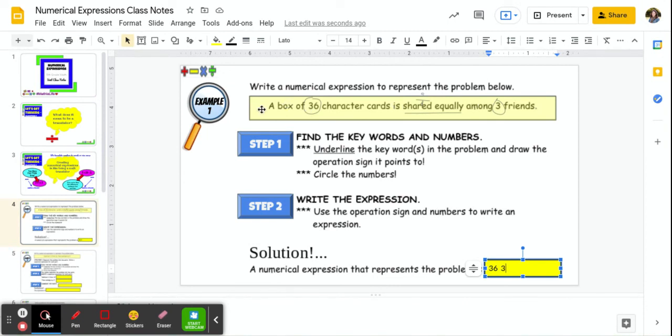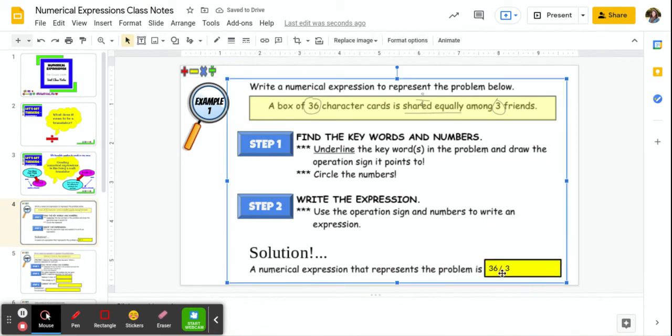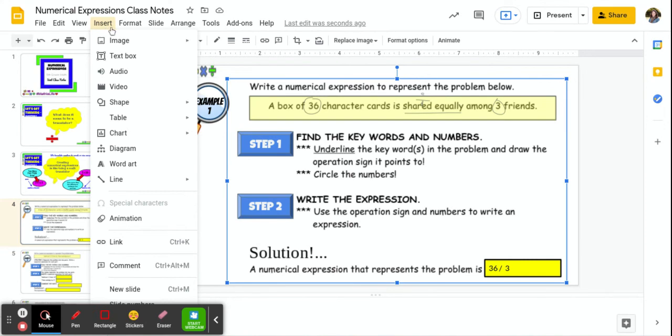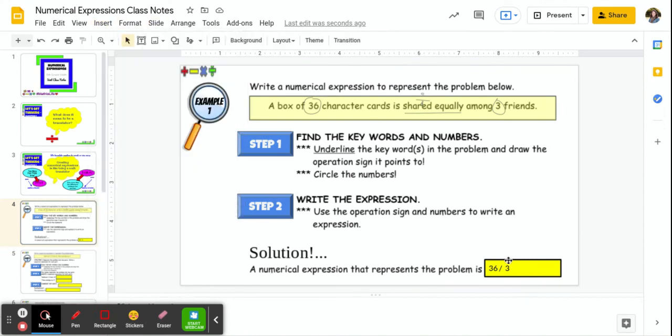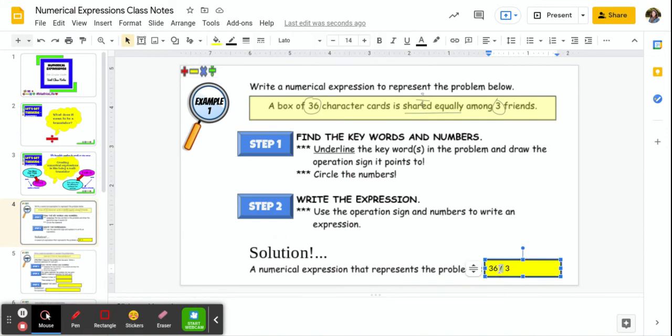What is being shared? A box of 36 character cards is shared equally among 3 friends. So we can see here that what is being shared is the 36. So this should be 36 divided by 3. We can type in a division symbol here, but it is a symbol that, of course, you have to insert and then go down to symbol. You're welcome to do that, or if you want to keep it simple, you can use this alternative division symbol, the backslash, which means the same as the traditional divided by sign.